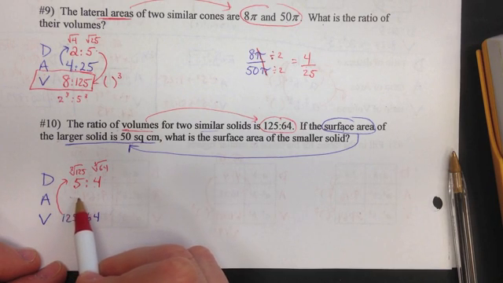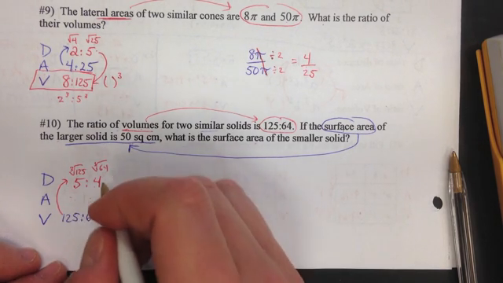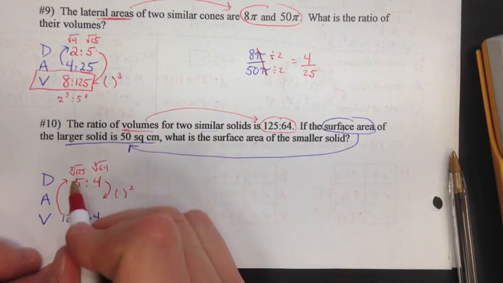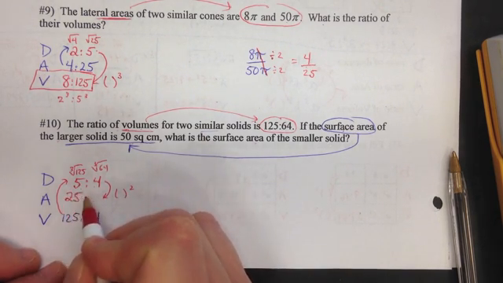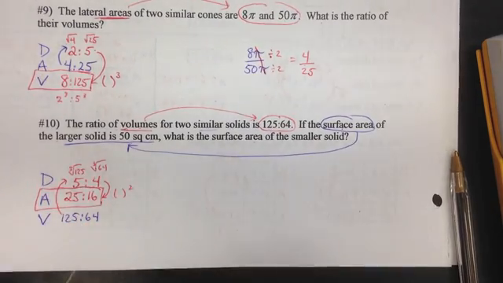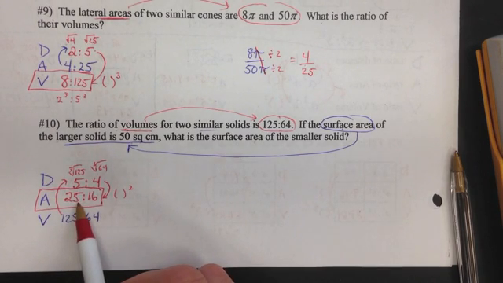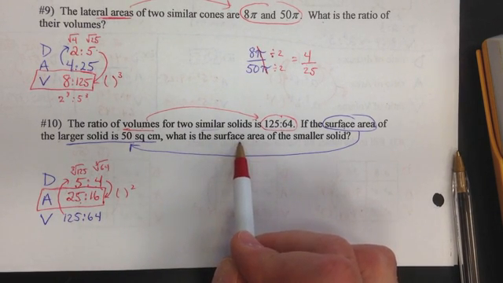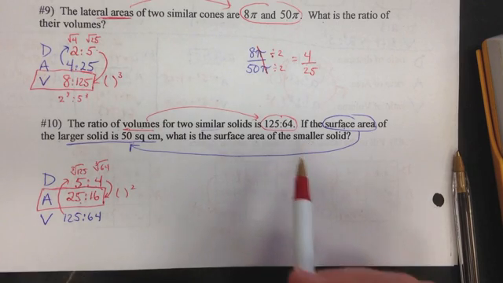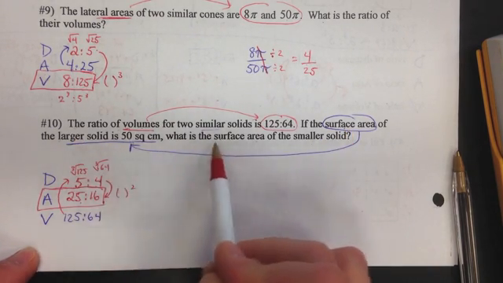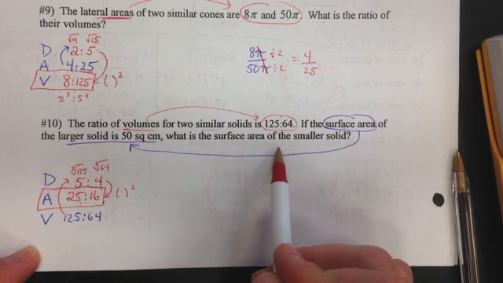We're talking about surface area. We need the area ratio. How do we go from distance to area? We square both numbers. 5 squared is 25. 4 squared is 16. All right, now here's the thing. At this point, we're not done because they don't ask for the ratio of area. They're actually asking for one of the actual surface areas of the smaller solid. If the surface area of the larger solid is 50, what's the surface area of the smaller one?